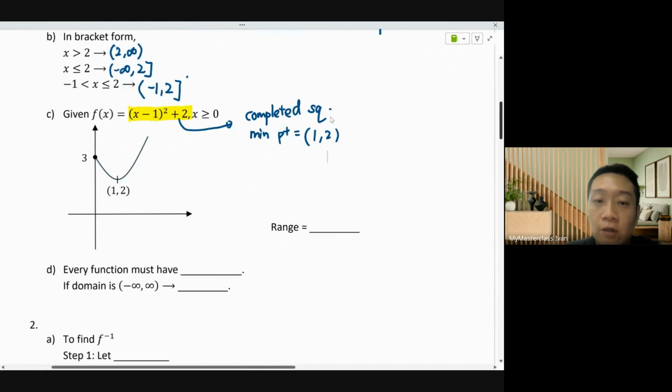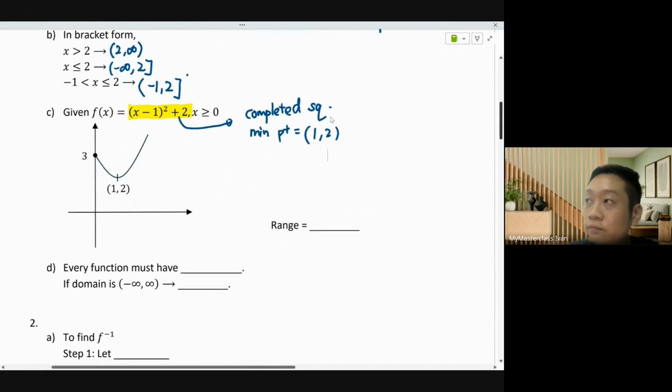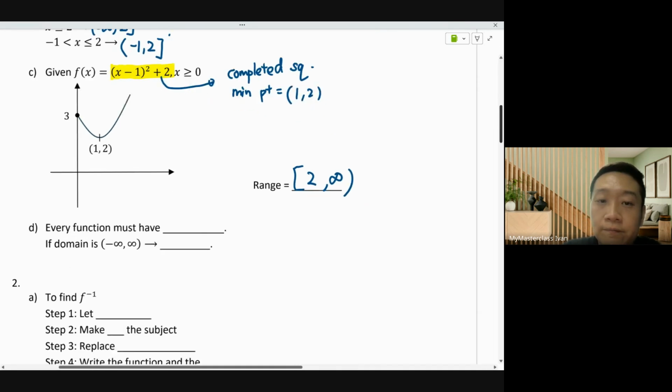Okay? So Isaac, range is talking about x or y? Y. So what's the range of this function? What's the lowest point of y? 2. What about this? All this also works, at 2 to infinity. Include or don't include 2? Include. So square bracket or curve bracket? Square bracket. Infinity, curve bracket or square bracket? Curve. Okay?